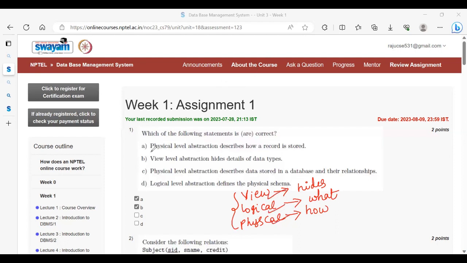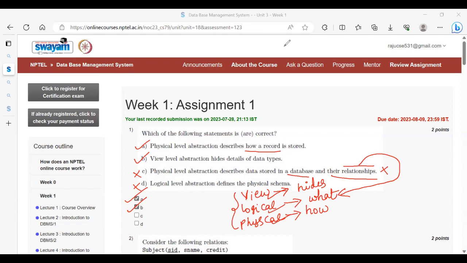According to the options given, physical level describing how a record is stored is correct. View level abstraction hides the details of data types, which is also correct. The third option, physical level abstraction describes the data stored in the database and their relationships, is wrong, because relationships come in the logical level. The fourth option, logical abstraction defines the physical schema, is wrong. So the answer is A, B. I hope this is clear for everyone.